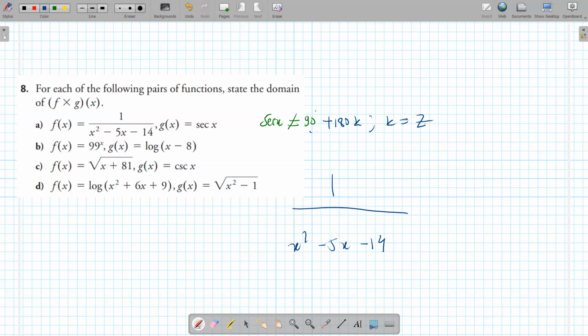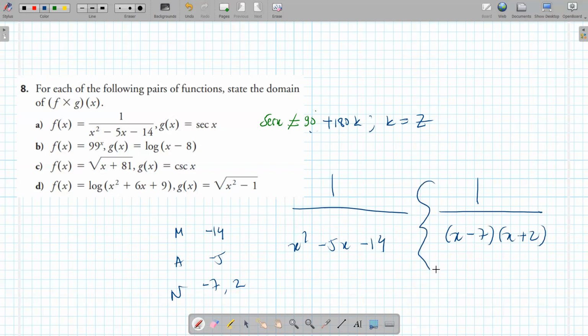For this, you'd have to factor it. Here, why don't you try it? Two numbers that multiply to -14 and add to -5. What are they? -7 and 2. -7 and 2 is correct. So this thing is going to factor out to x minus 7, x plus 2. So what can this function not be? What are the restrictions for this guy?